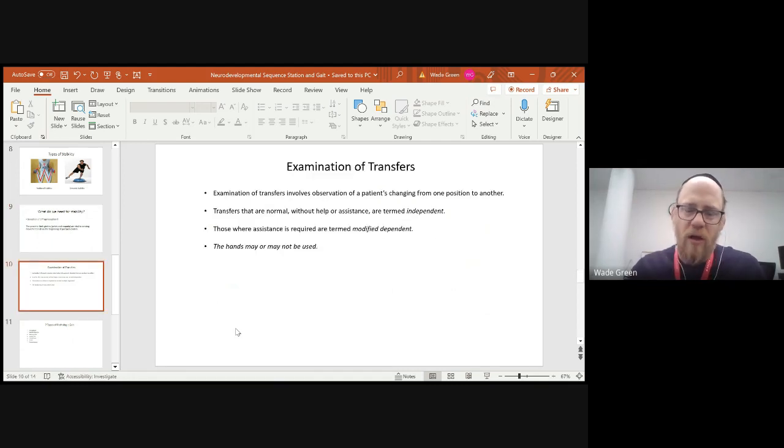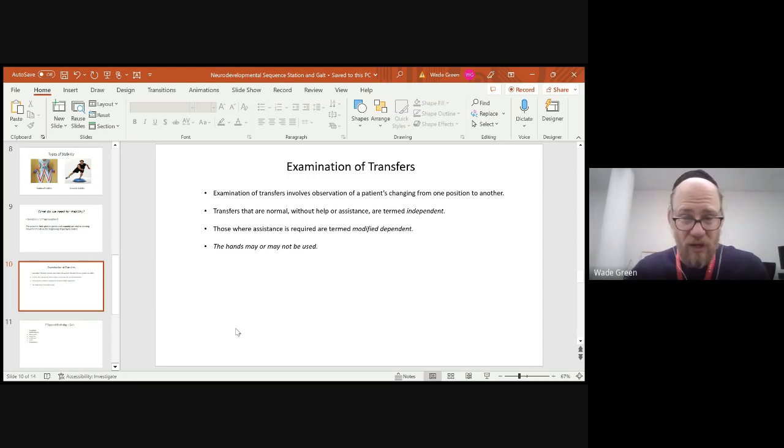Transfers. As we learned, transfers essentially involve a patient changing from one position to another. Anytime a transfer is normal or doesn't have help or assistance, so no one has to help them transfer, those are independent. If we have someone who is using an assistive device or someone has to help them get up, those are generally dependent or modified dependent transfers.